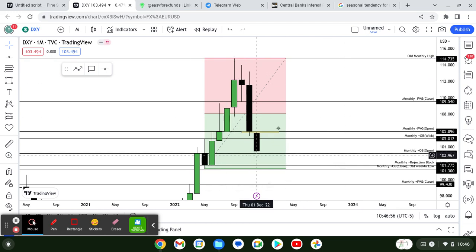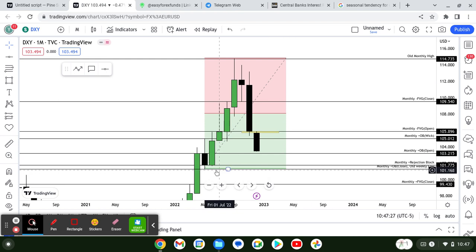We also have this volume imbalance. And we go ahead and look at the PD arrays within this range. We can see we have the monthly plus OB wick, so the wick of this order block. We have the monthly plus OB open, so the open of this order block. We have the monthly plus rejection block, which is the institutional liquidity POI, when it takes out the institutional liquidity of these candles and comes into the rejection blocks and then rejects off.